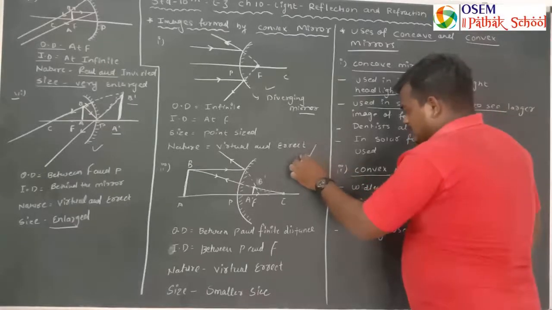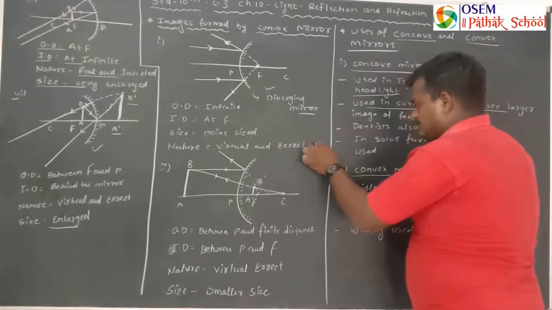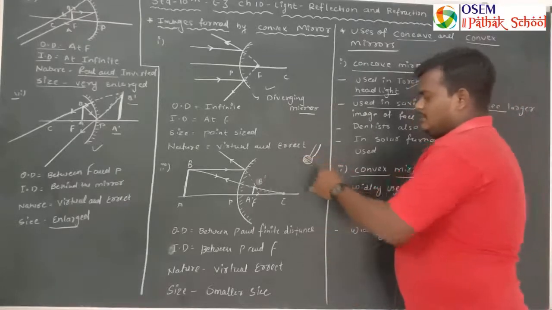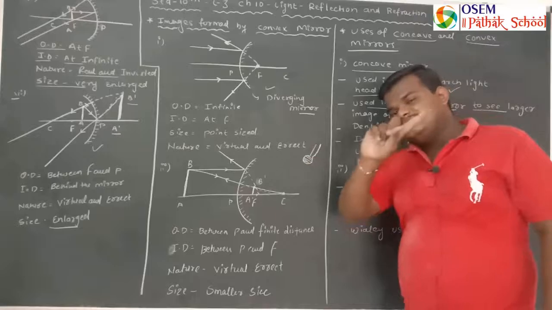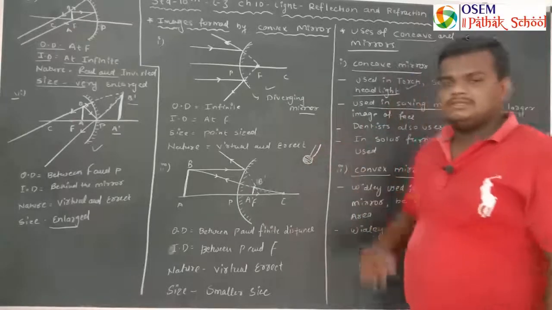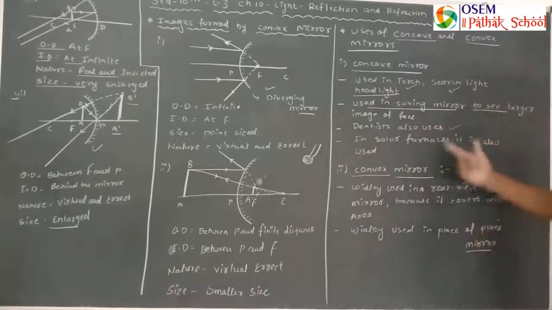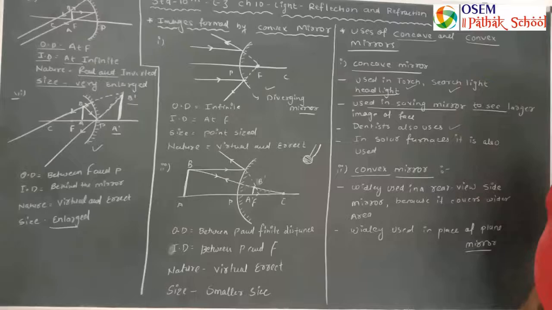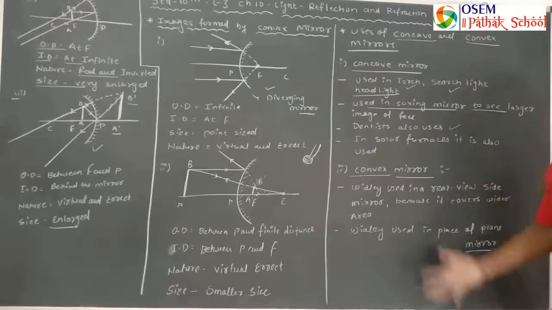This spoon is actually in this shape. So this is a concave mirror, which gives a larger image of your teeth inside this spoon. So dentists also use it. The fourth use is in solar furnaces. It is also used in solar furnaces.